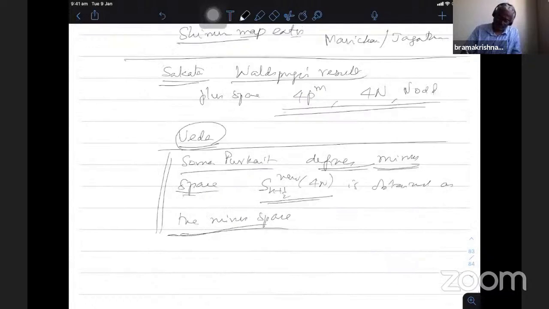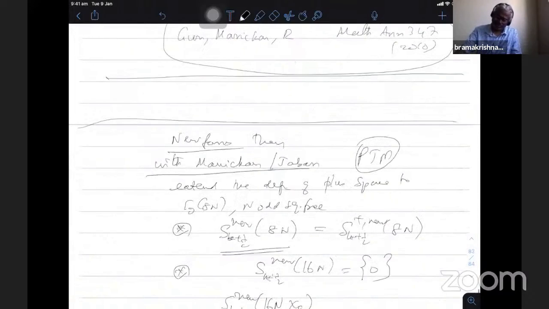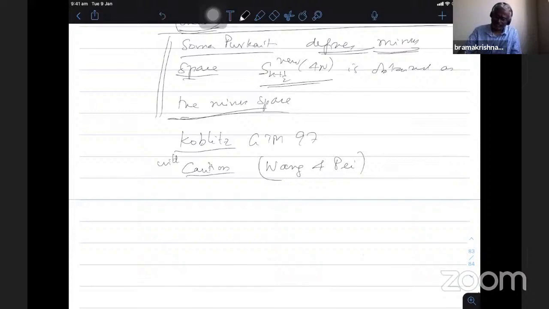As for books, I recommend only the book of Koblitz, GTM 97, and with caution we have to read the book of Wang and Pei. The one I referred to, the Shimura map extension in 2003, was by the same authors, and they also have a book on modular forms of half integral weight. While reading it, please refer to the corresponding original references for minor mistakes.